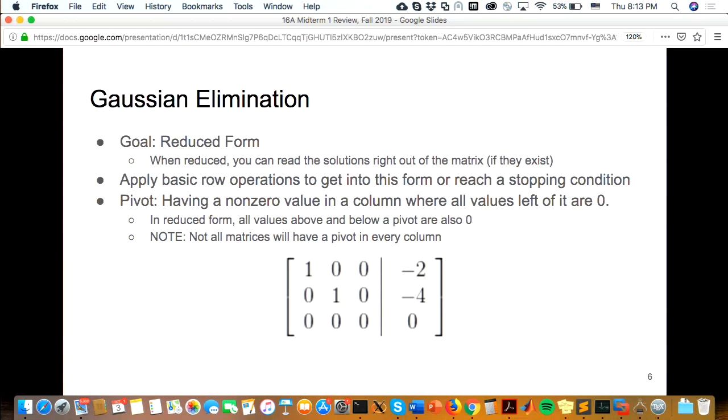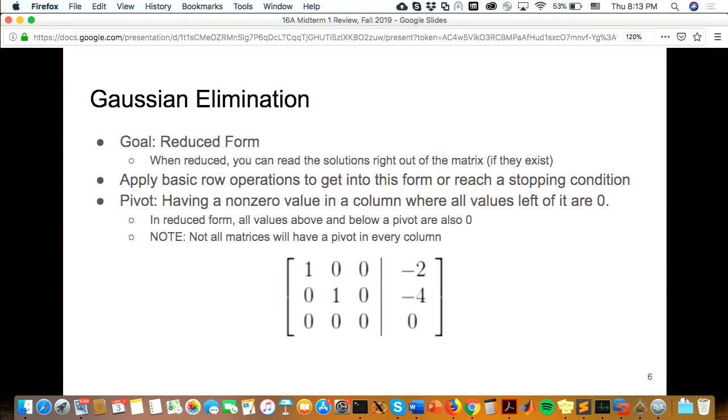So how do we do Gaussian elimination? Remember that we have the different row operations that we can apply, right? We can multiply a row. We can multiply a row and add it to another. We can swap two rows. And so there are these different row operations that we apply to the augmented matrix that we wrote our system of equations as, and we try to reduce it so that we can get to this basic reduced form.